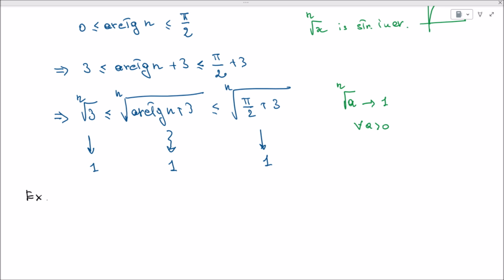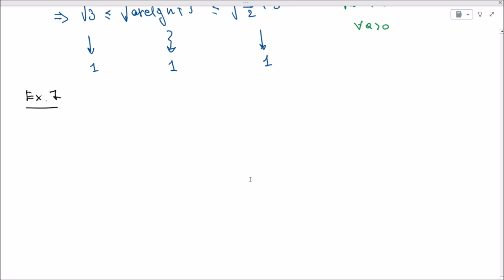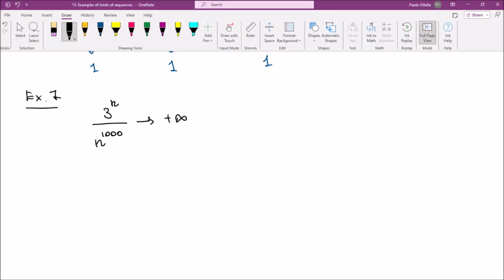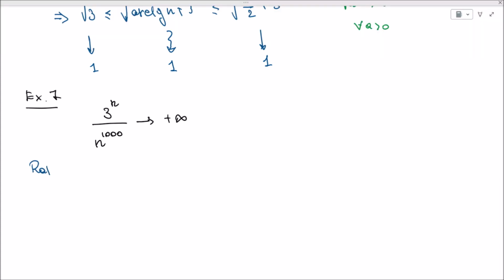Okay, another example, example 7. Let's consider now 3 to the n divided by n to 1000. Okay, we're considering a sequence which is just the ratio of an exponential with base 3 divided by a power. Now it turns out that this is going to be plus infinity. Okay, and let's prove this by using the ratio criterion.